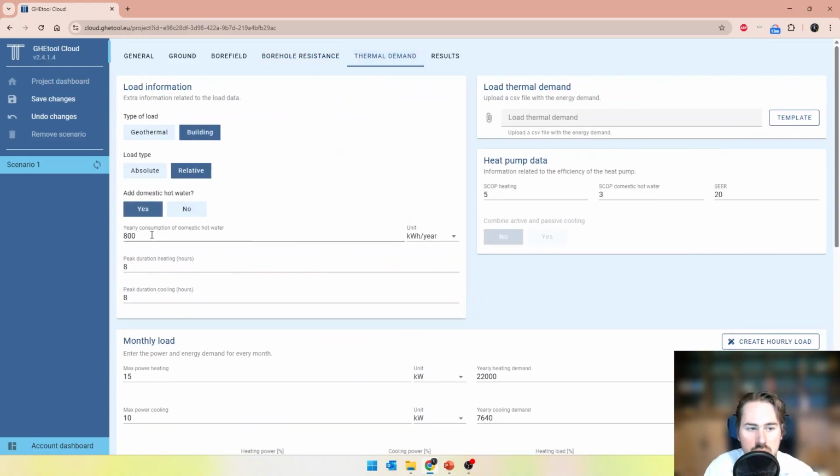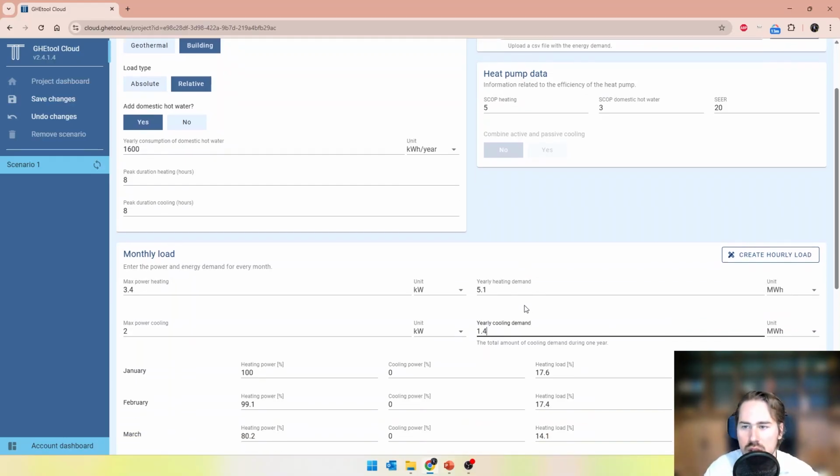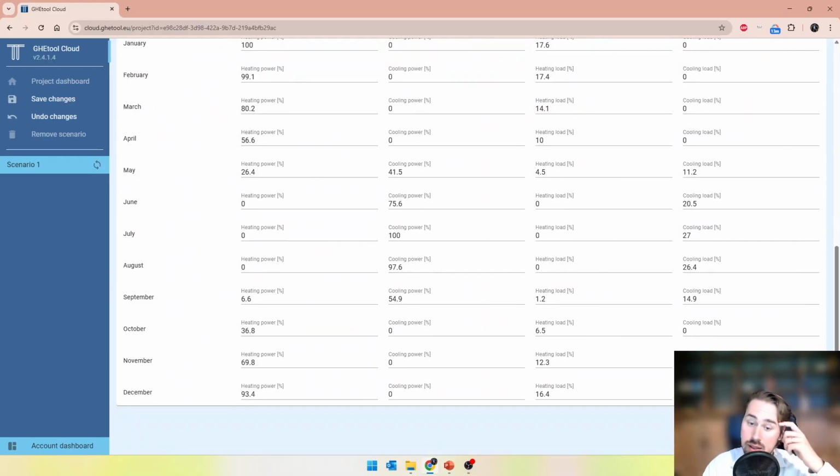And our thermal demand: 1,600 kilowatt hours per year as a domestic hot water demand, 3.4 kilowatts in heating, 2 in cooling, 5.1 megawatt hours, and for cooling it was 1.4. So now let us go ahead and simulate this scenario.